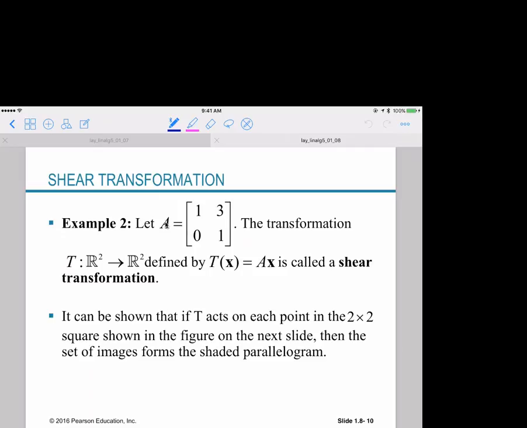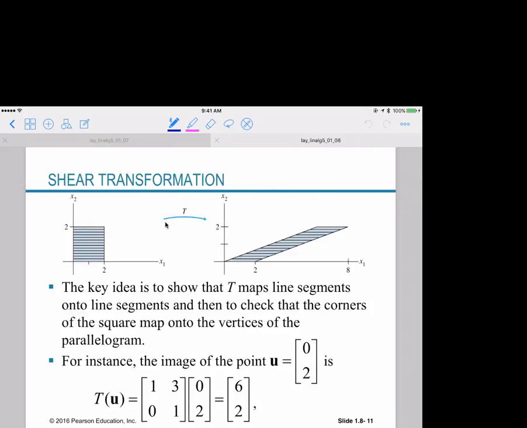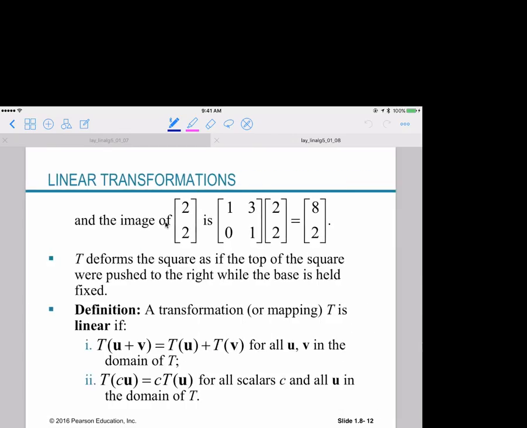Then the next slide is about the shear transformation, but personally I don't think it's that important. So let's skip a few and go directly to the definition of linear transformation.